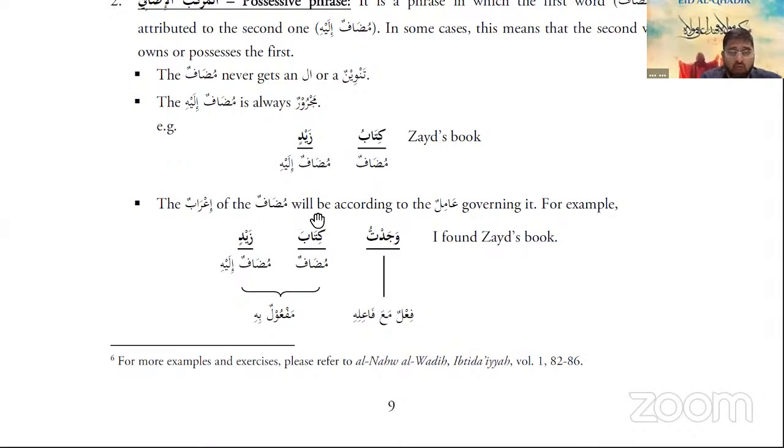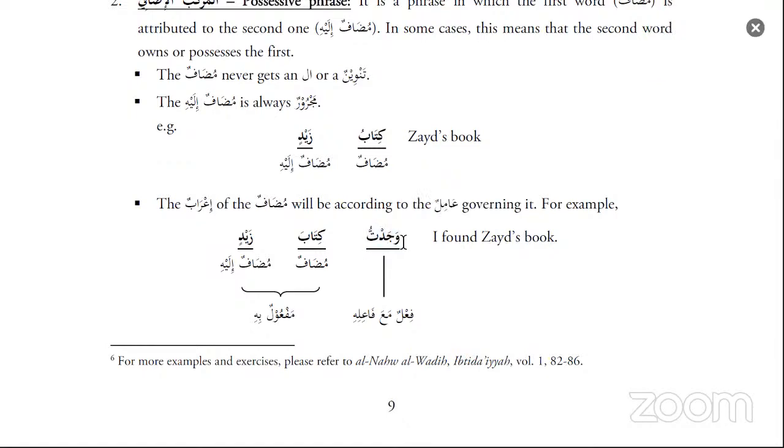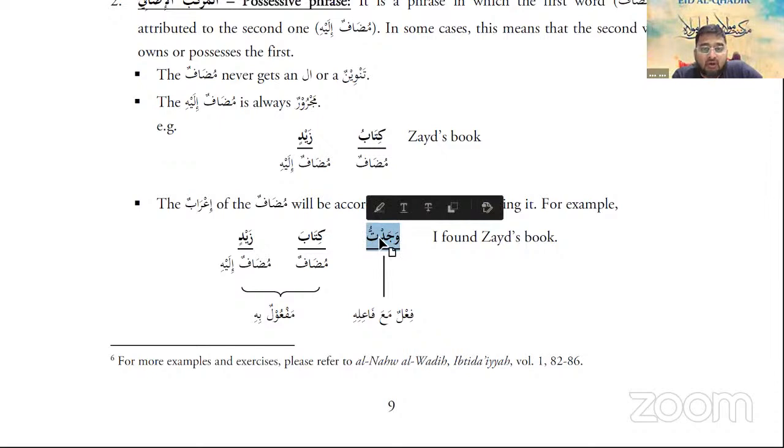The i'rab of the mudaf will be according to the amil governing it. Amil means the actor, the thing which is acting. Amil is a term in the Arabic language for something that affects another noun. So let me show you here. The translation is: I found Zaid's book. So the word wajadtu is coming. Wajada means he found, and wajadtu, I found. So wajadtu is a verb, correct?